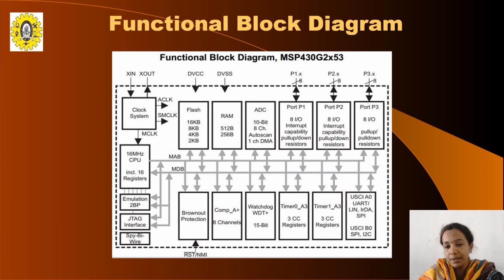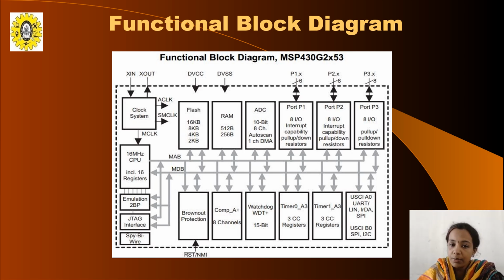So we know that the device will be having 3 ports: port 1, port 2 and port 3. Each port will be having 8 input output pins, interrupt capability, pull up and pull down resistors. So these ports can act as both the input as well as the output ports. They will also have interrupt capability.